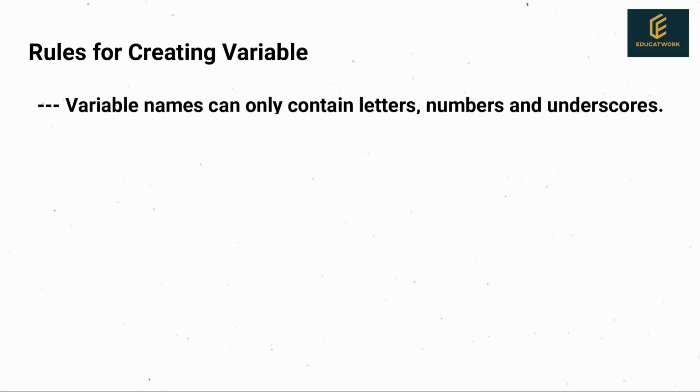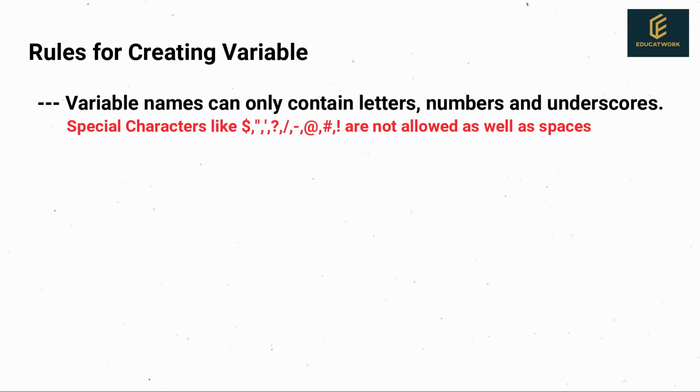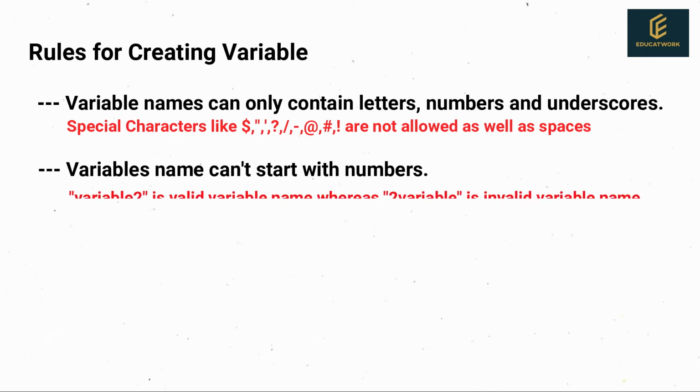Many more. Let's learn some rules for creating variables that we must follow when naming them. The first rule is that variable names can contain letters, numbers, and underscores. So we cannot use special characters like dollar signs, quotation marks, slashes, dashes or anything like that. Spaces are also not allowed. Variable names can't start with numbers, although numbers are accepted. A variable name can't start with a number, so we can only start variables with letters and underscores.